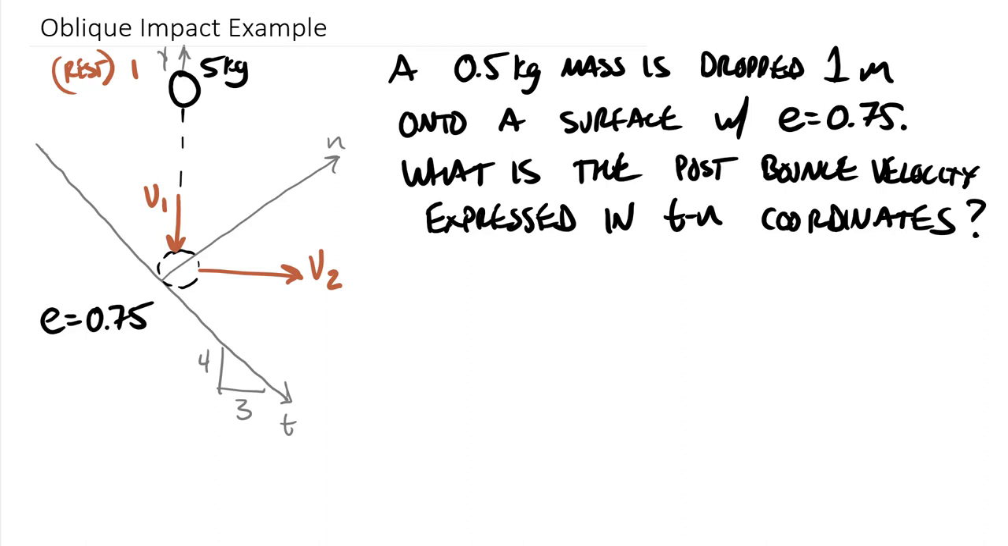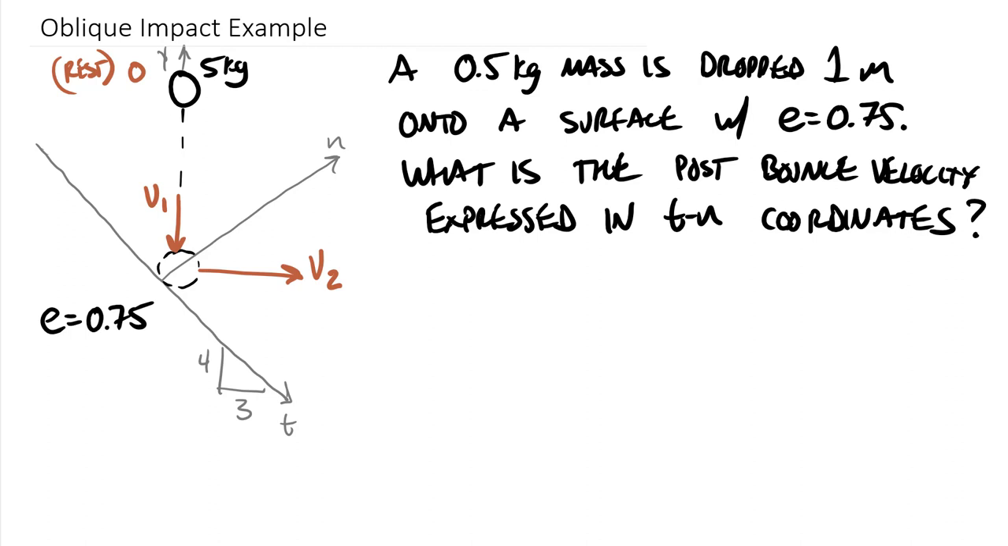Okay, so we have an initial, and actually I'm going to rename this initial instead of calling it 1, let me call it 0. Okay, so I have 0, 1, and 2 for my at rest, my pre-bounce, and my post-bounce. And I'll keep those going as I work through the equations.